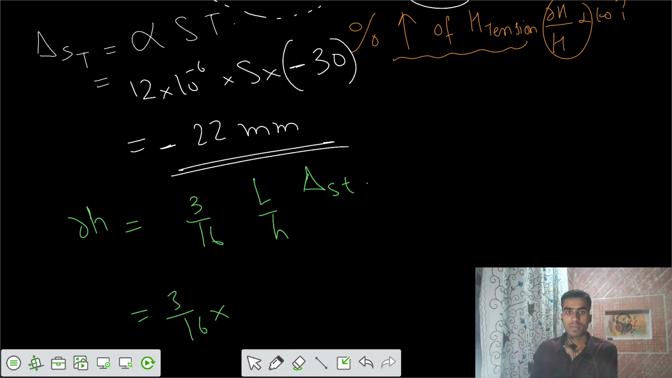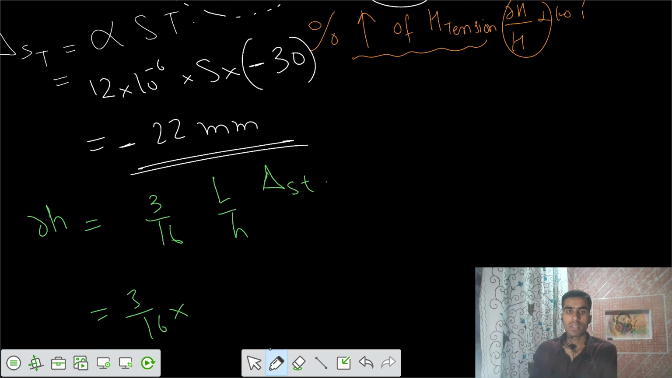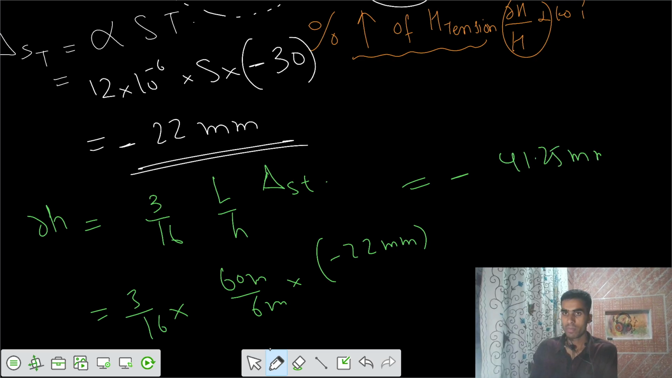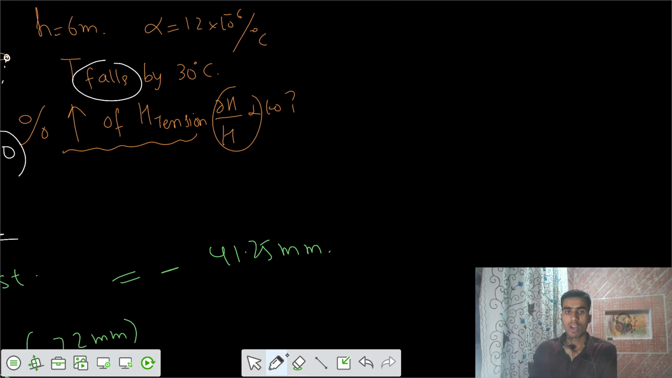Total length was 60 and h was 6, so that's 60 meter by 6 meter, which is 10. And delta S T was minus 22 millimeter. So we can get the change in sag, that is negative, delta h equal to minus 41.25 millimeter.